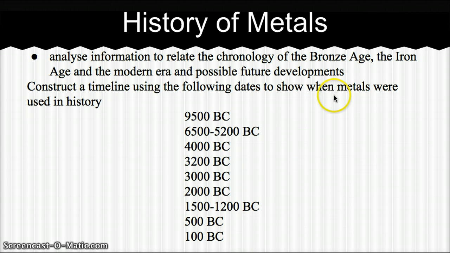So you need to draw a timeline, and you need to make sure that, being a timeline, it is to scale. You need to work out what happened around 9500 BC all the way to the more recent 100 BC in terms of the history of metals. You can use the information that I have given you in the History of Metals Part 1 and Part 2, as well as your chemistry textbooks. So please pause this video now and complete yourselves a timeline.